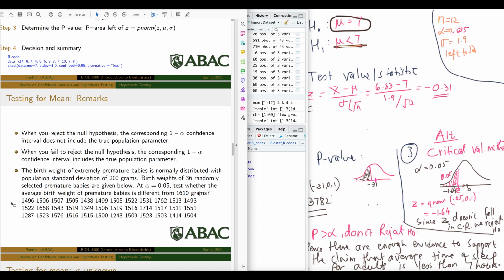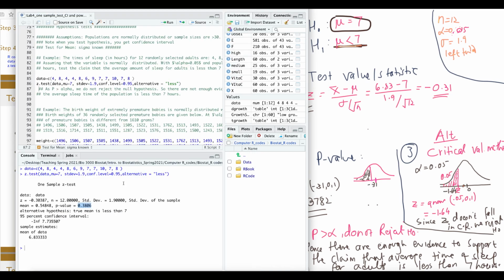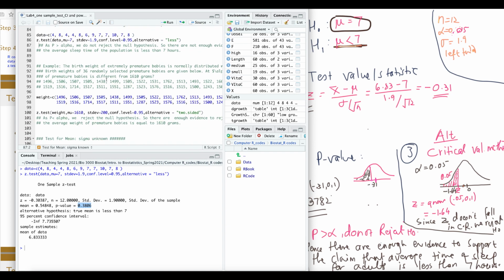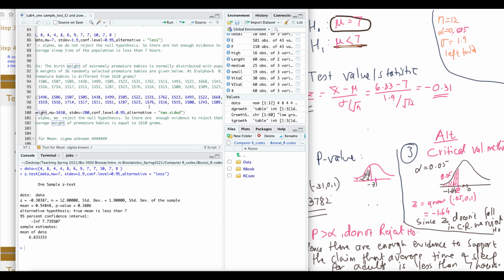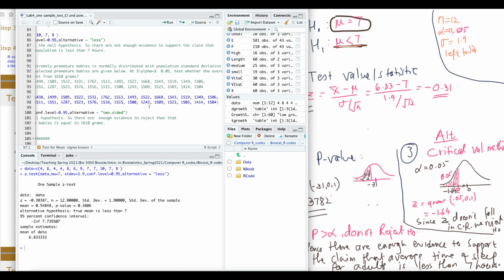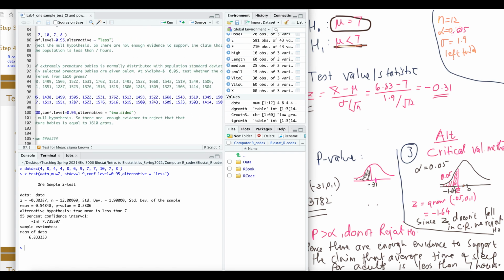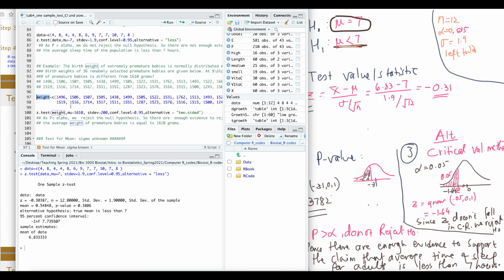What you need to do here is write data equals c and then copy that, right? That's what I have done here. It's the same problem. I gave it the name weight. Weight equals c, and then I copied that data, separated by commas. If you cannot fit it on one line, you can write the data on a second line. And what I did is z.test with weight, that is the data, comma mu is 1610, that is the null hypothesis, right? Standard deviation 200, that is given, the population standard deviation.